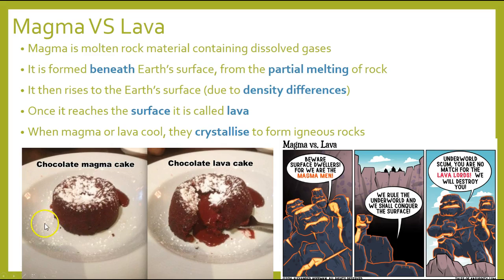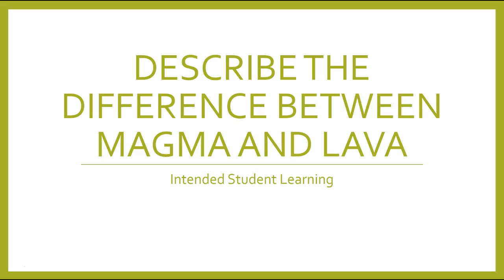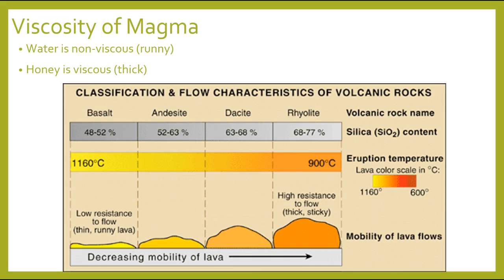So here we've got, I guess, lava cake. It doesn't have any chocolate on the outside, so it's technically called magma. Then once it breaks the surface, it's then called lava. Okay, so difference between magma and lava. Magma forms beneath the surface. As soon as the magma reaches the surface, its name changes to lava. So you should be able to describe the difference between magma and lava now.